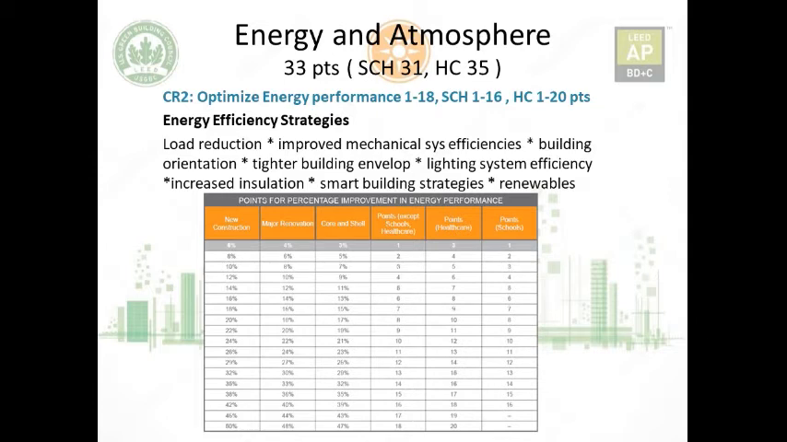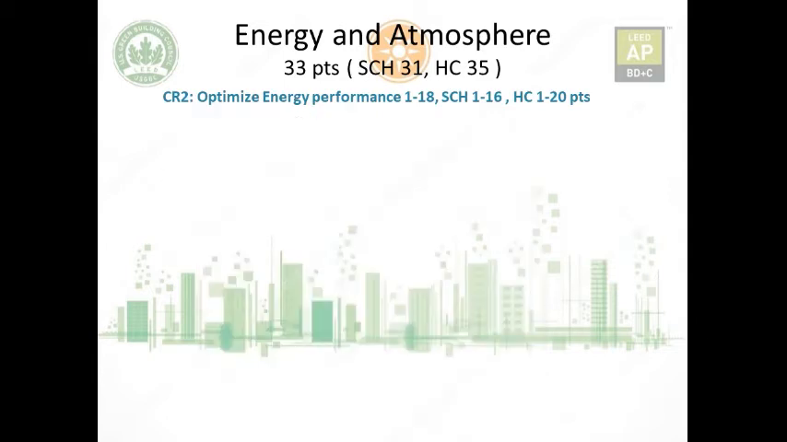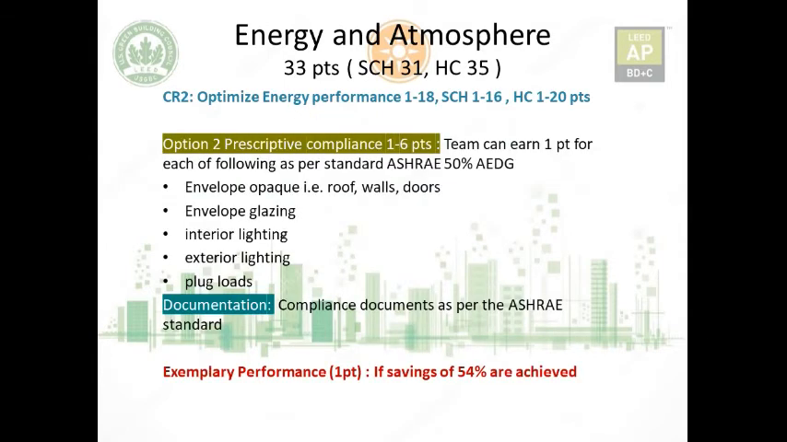You can use load reduction, improve mechanical system efficiencies, building orientation, tighter envelopes so there is no leakage and there is less use of HVAC system, lighting system efficiency, increased insulation. So these are all the things that you can do in order to achieve this much savings and in turn this much points. Option number 2, prescriptive compliance.